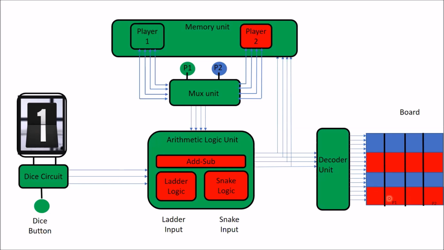For the position of the ladder, except the last row, the position can be at any of these blocks in the first 3 rows. And the position of the snake, except this first row, it could be any of the other rows. So we want to make it this way.